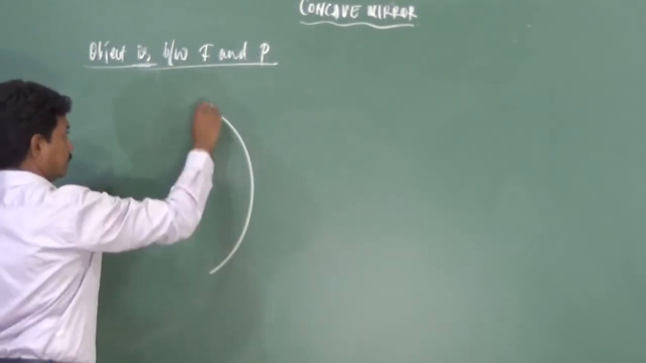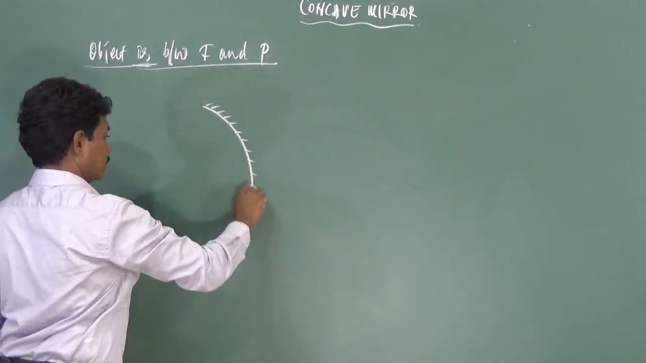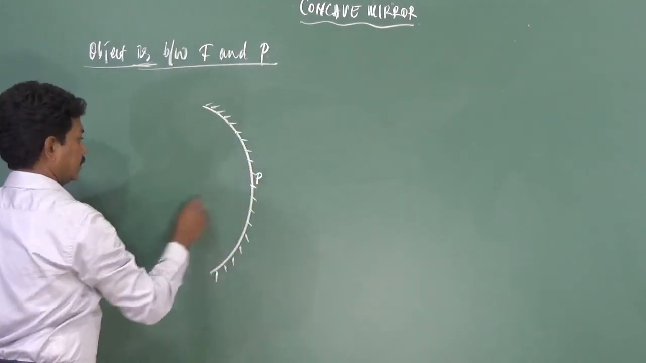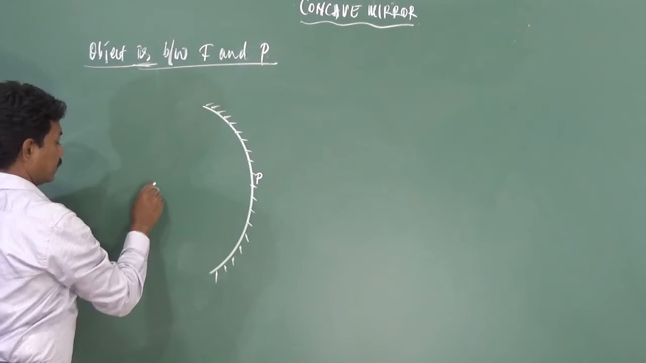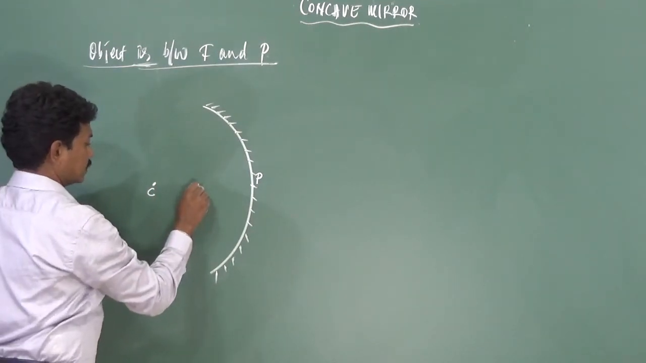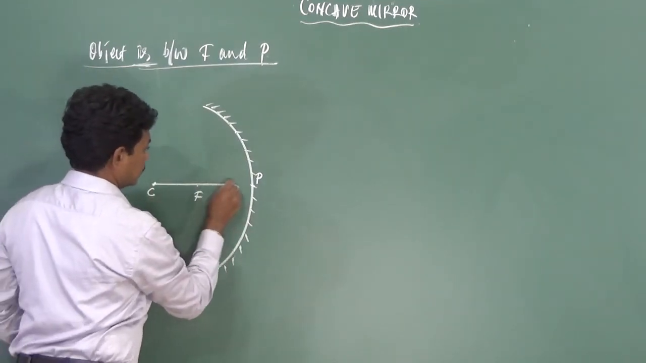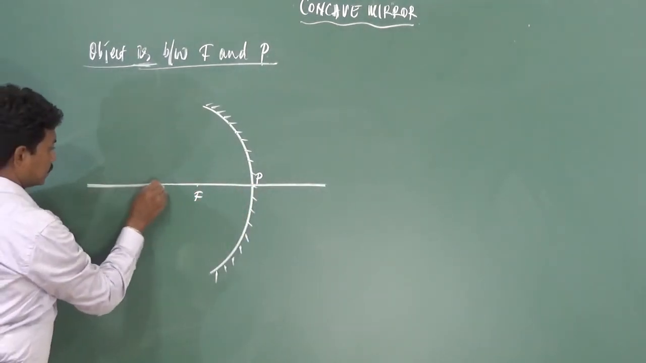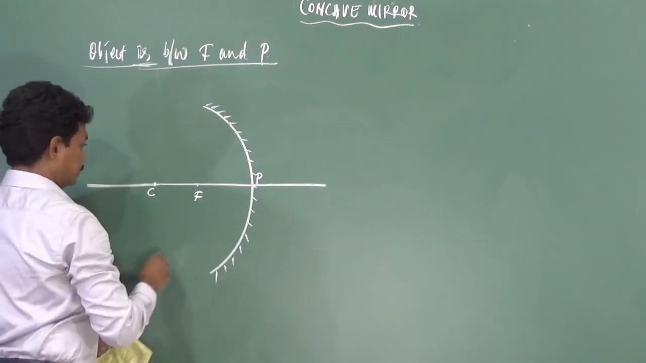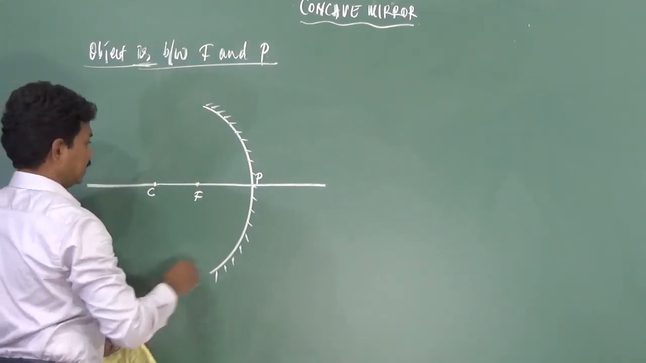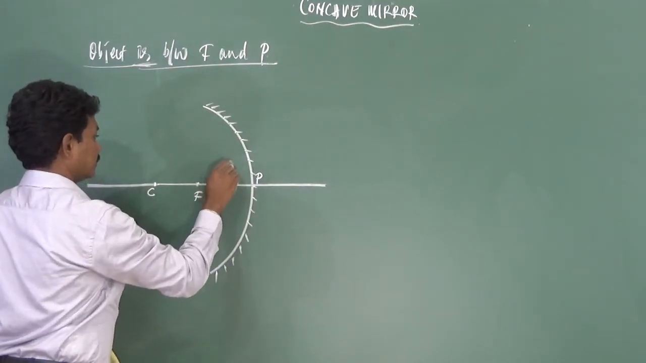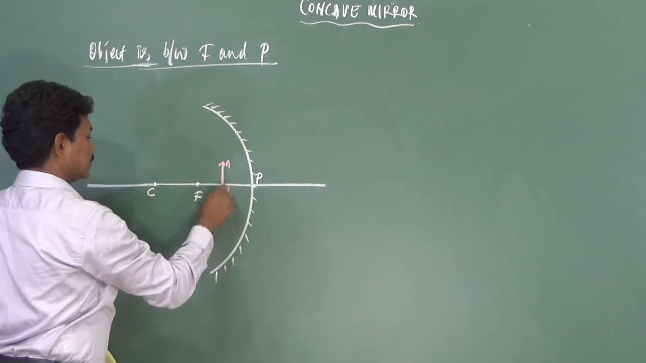So let us draw the ray diagram, that is the mirror, a concave mirror, which is silvered at the outer surface. This is the pole of the mirror. This is the center of curvature. This is the principal focus. We will draw a line, that is the principal axis, and extend it on both sides indefinitely. Now the object is placed in between F and P. Let the object be somewhere here. Let us call it A and this B.